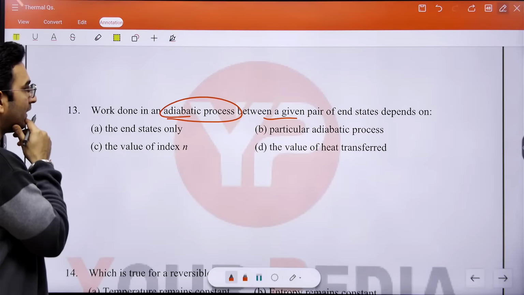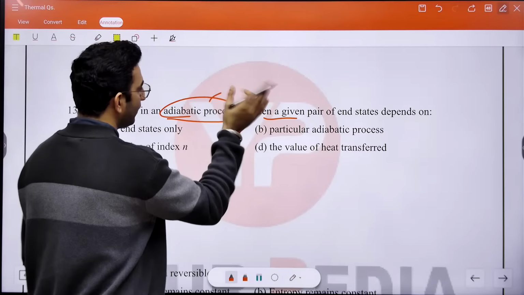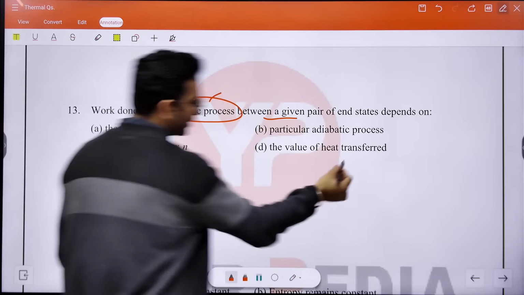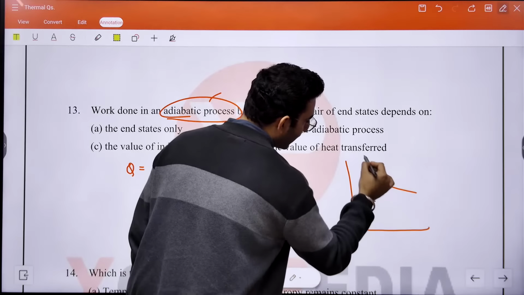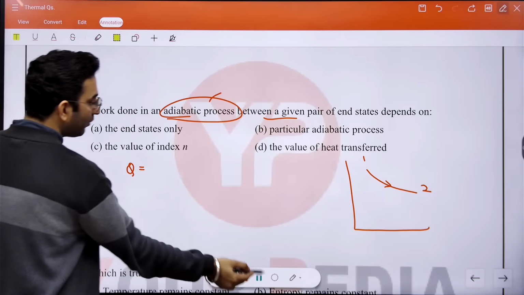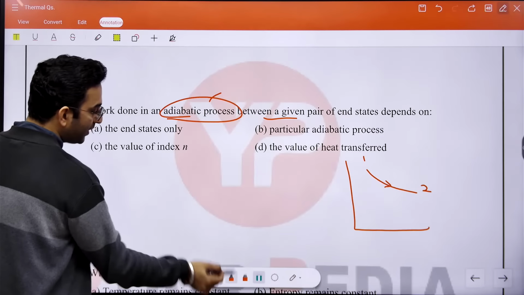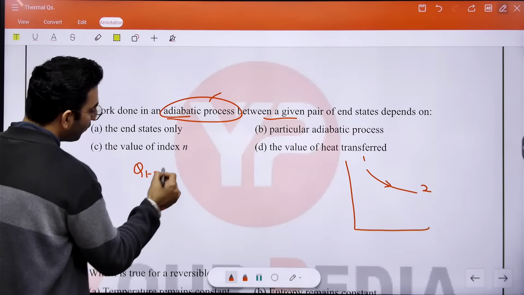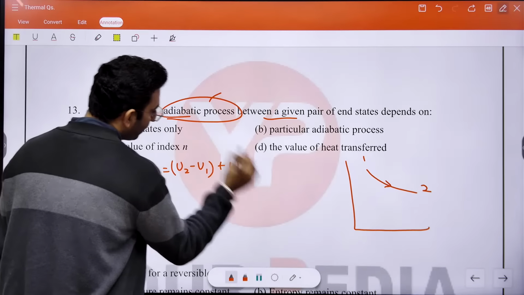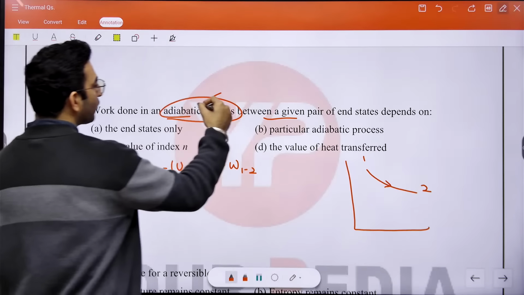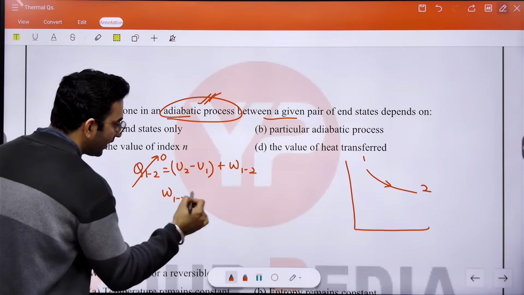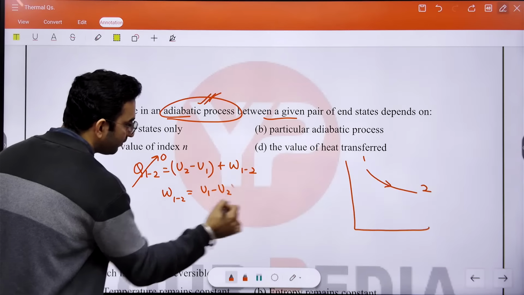13th, D. Okay. Let us start with the first law of thermodynamics here. The first law of thermodynamics for any particular process. Let us say the process is taking place from 1 to 2. So if I have to write down the first law of thermodynamics here, you can simply say it can be written as Q12 is equal to U2 minus U1 plus W12. So in this case, if the process is taking place adiabatically, the Q12 is going to be 0, and W12 is going to be written as U1 minus U2.